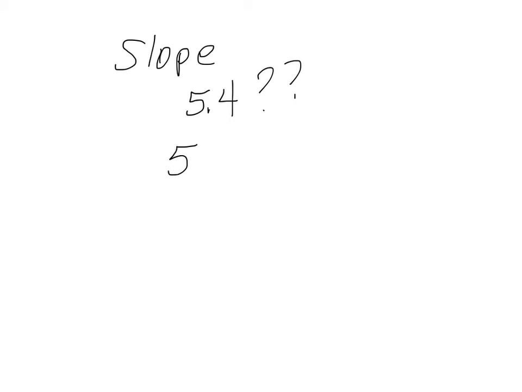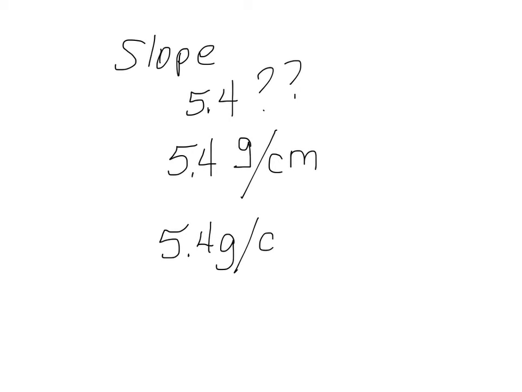So we have a slope we calculated to be 5.4. But we're wondering 5.4 what? Well, it's what you divided. So we had 5.4. Our rise was mass, which is grams, divided by our run, which was centimeters. So the slope of our line is 5.4 grams per centimeter.